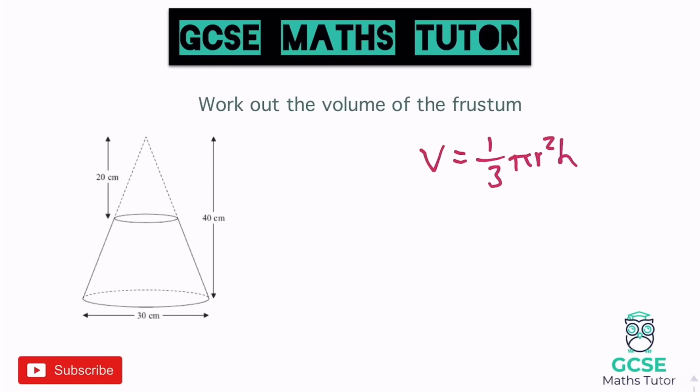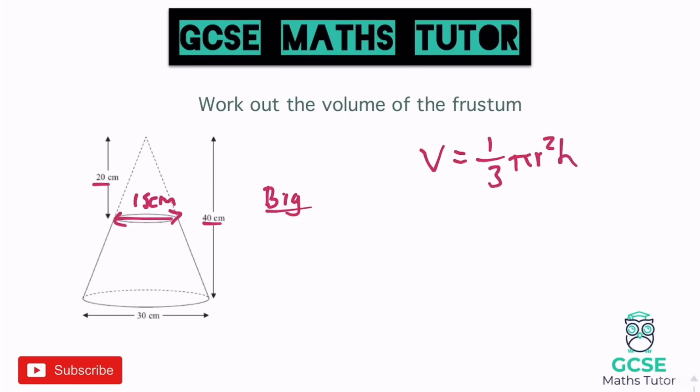So if we have a look at this frustum here, the only thing it doesn't give us is this length across the top. But if we have a look, the height of the little cone on top is 20, and the height of the big cone, if it was still there, is 40. So it's half the size, so the diameter there is 15. Now in order to work out the volume of a frustum, you've got to work out the volume of the big cone if it was there, and we're going to take away the little cone that's been chopped off the top. So I'm going to start off with the big one.